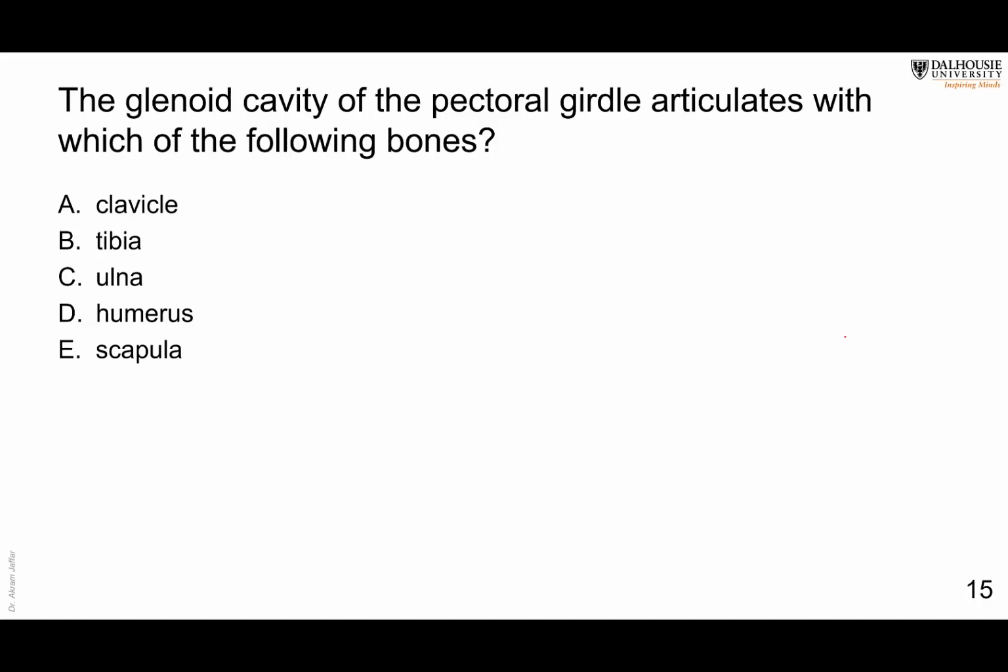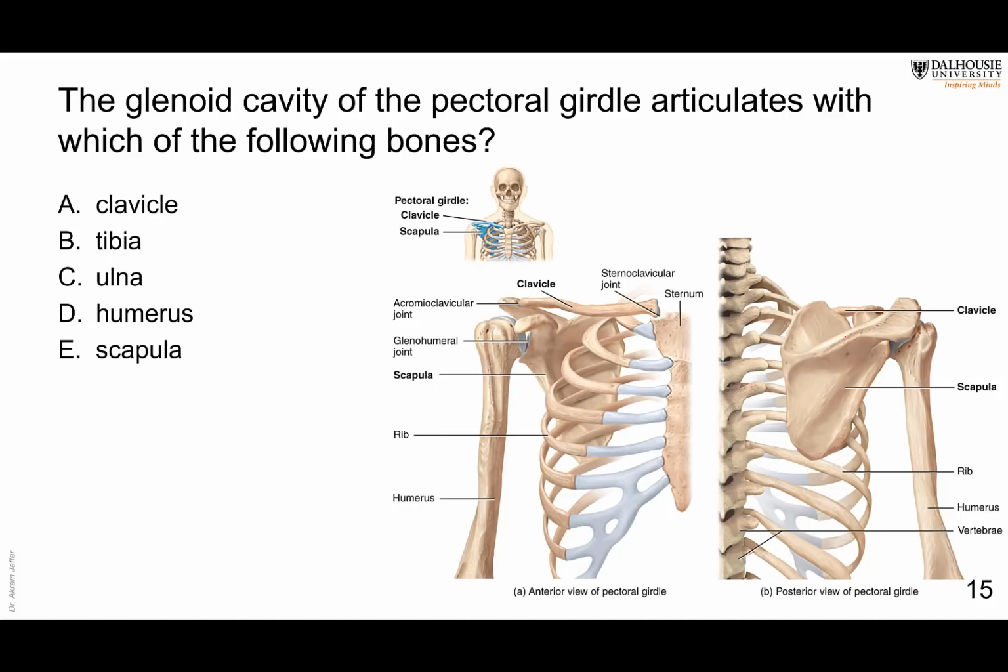The glenoid cavity of the pectoral girdle articulates with which of the following bones? So the glenoid cavity is located at the lateral angle of the scapula. It is a shallow cavity that articulates with the rounded head of the humerus, forming what we call the glenohumeral joint, because the joint is between the humerus and the glenoid cavity of the scapula, and this is the other name of the shoulder joint. So it articulates with the humerus.